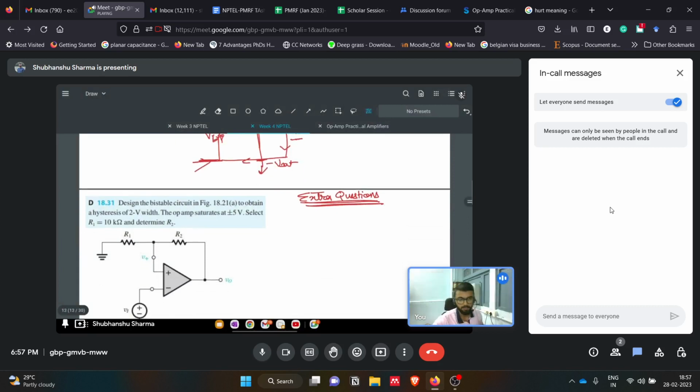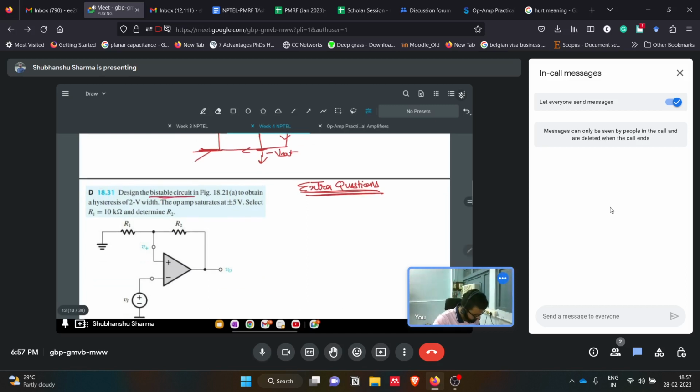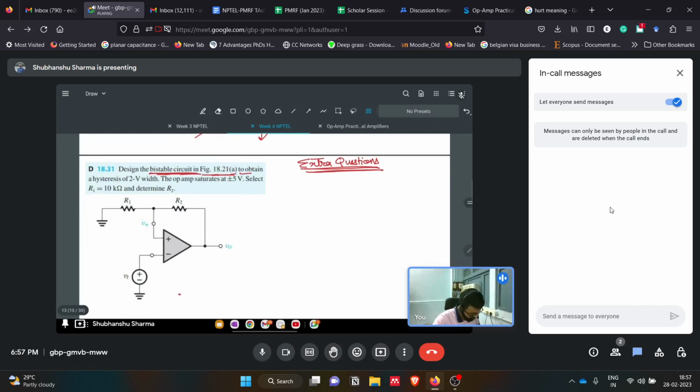Okay, so we'll start. What is the first question saying? Design the bistable circuit by looking at this figure to obtain a hysteresis, the hysteresis voltage we saw, that is 2 volt width. They also say the op amp saturates at plus minus 5 volts, that is, the supplies are plus minus 5 volts. Select R1 as 10 kilo ohms and determine R2. So what value of R2 will you select in order to get a 2 volt width of hysteresis?